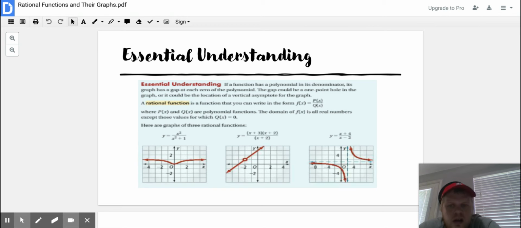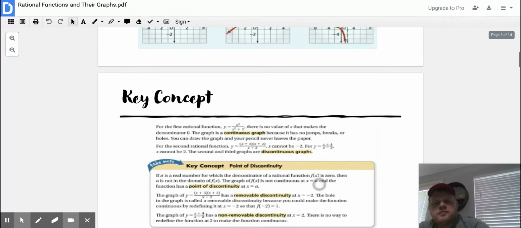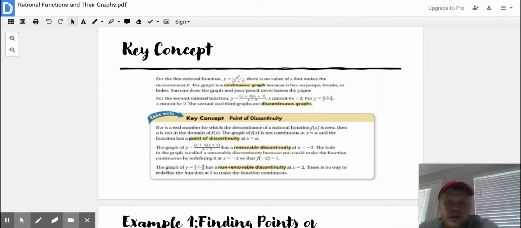All right. Here are the graphs of three rational functions. Again, we're going to see all types of these graphs today, guys. You could see holes in them, as we see there in that second example. We could see asymptotes, as we see right there. And we're going to dive into this in good detail so that you understand when you'll see these graphs. Okay, so let's take a look here. We do have a key concept and some vocabulary that you need to know. Again, a lot of vocabulary here.